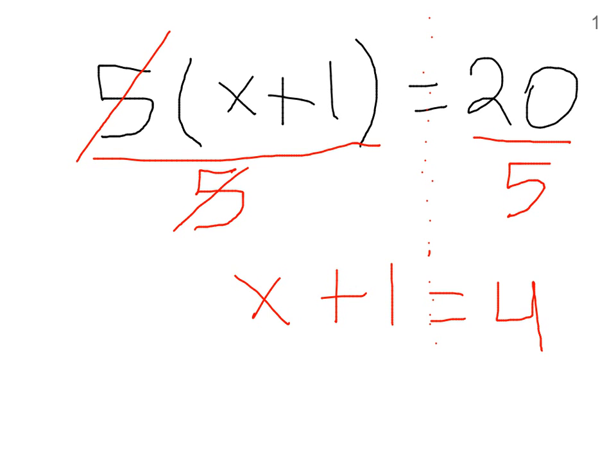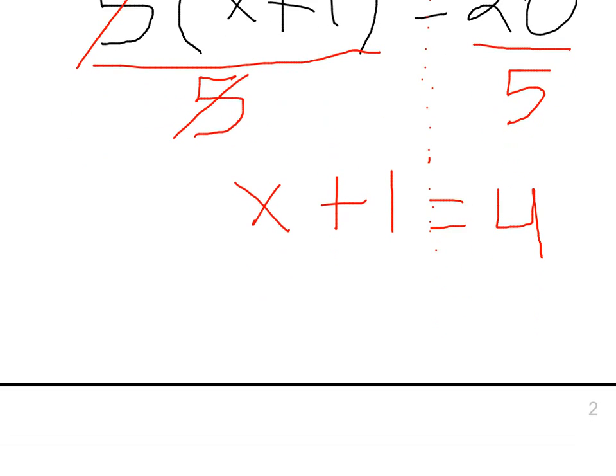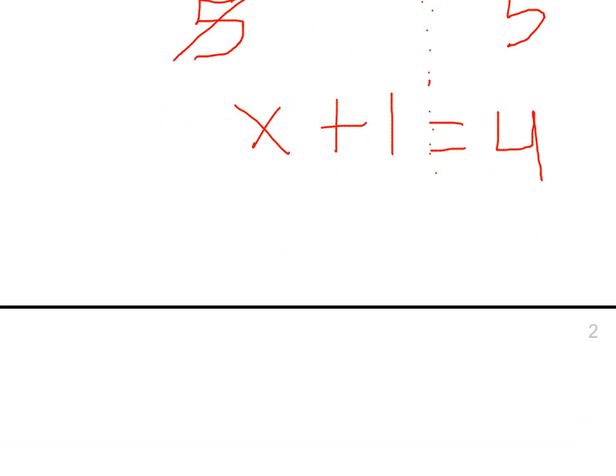Alright, so now this problem looks a little bit easier, because now I know how to solve this from our other examples in class. Alright, so how do I get rid of that 1 here? How do I get rid of this guy? Well, notice I'm adding 1 to x. So what's the opposite of adding 1? Good. Subtracting 1.